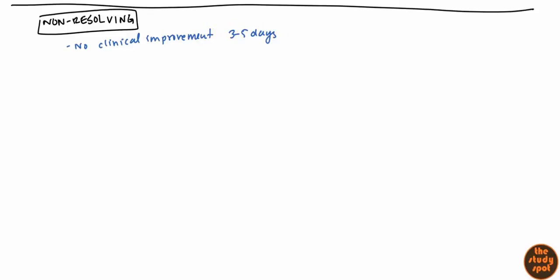Now, what I want to talk about is certain conditions where you treat them and the pneumonia is not resolving. So what is the definition of not resolving? Generally, if there's no clinical improvement for 3 to 5 days, you would consider this as non-resolving. So they don't have to be completely healthy, but they should just be improving within 3 to 5 days.